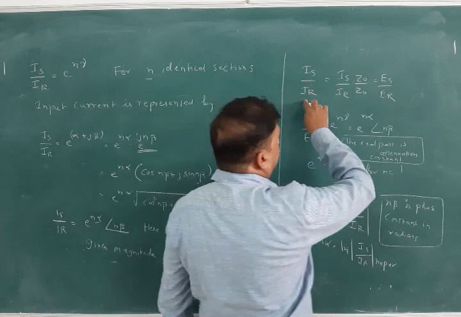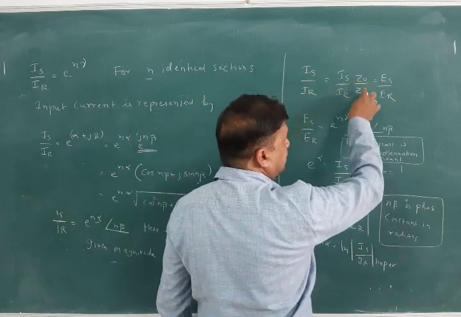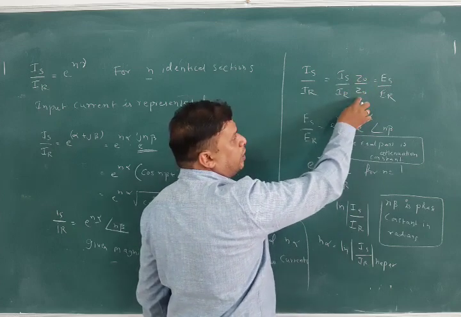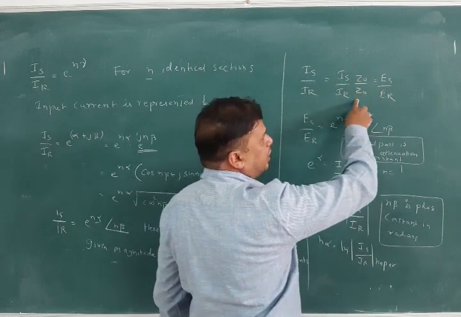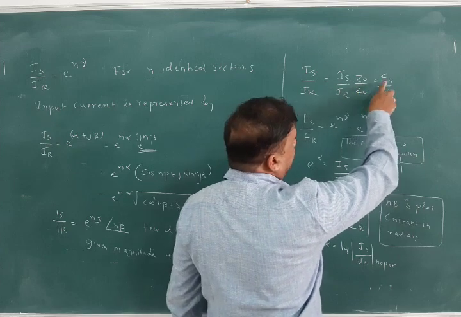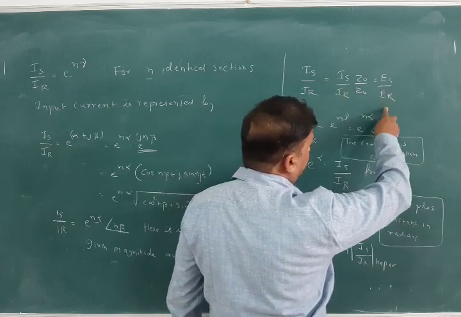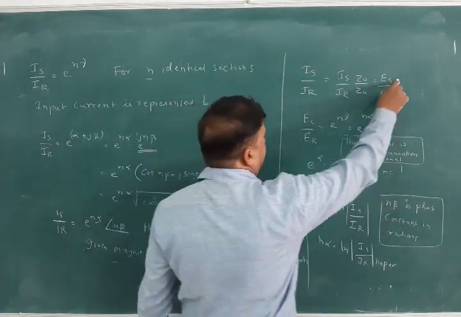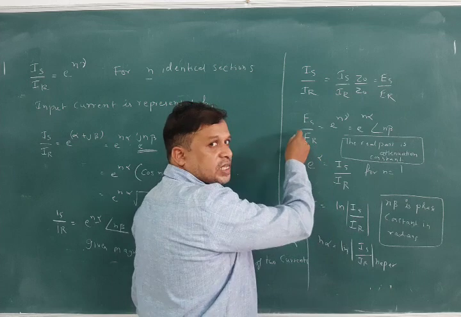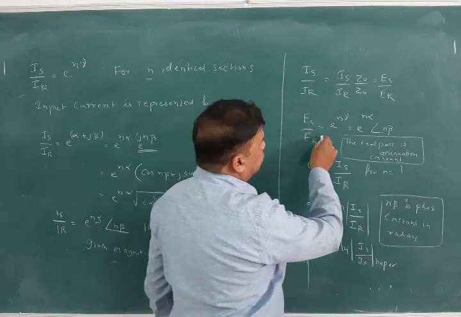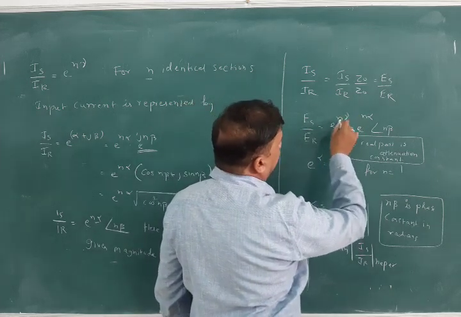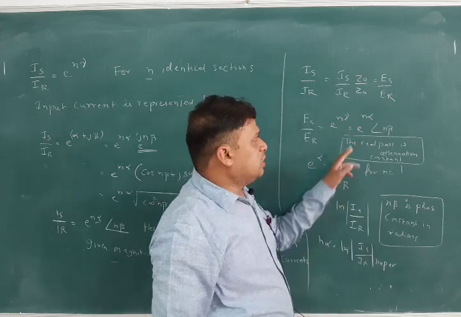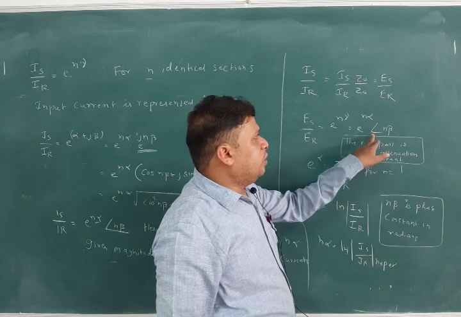So Is by Ir is equals to, we can write Is by Ir into Z0 by Z0. That is nothing but multiplying numerator and denominator by Z0 only. So we can see that here Is into Z0 is nothing but Es and Ir into Z0 is nothing but Er. As we are having the Z0 common here, we can write Es and Er. Suppose you see here Es by Er is equals to e power n gamma, that is equals to e power n alpha at the angle of n beta.